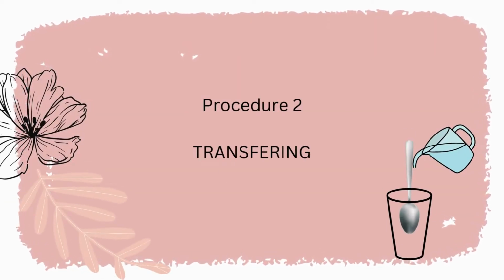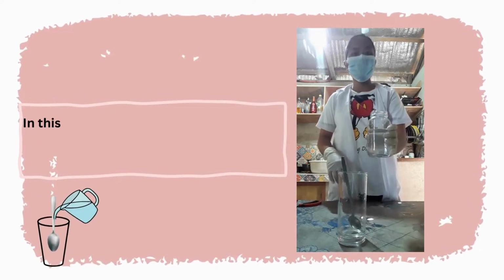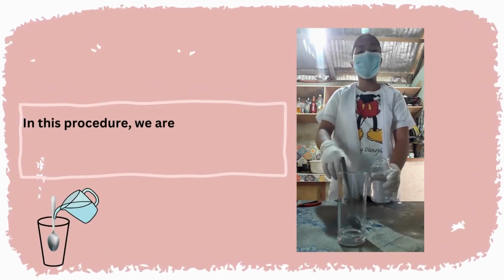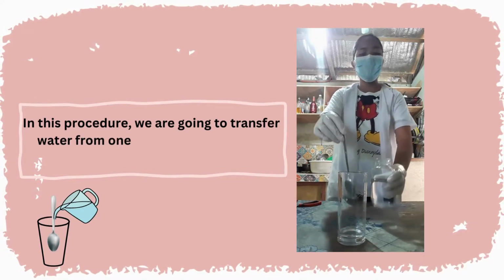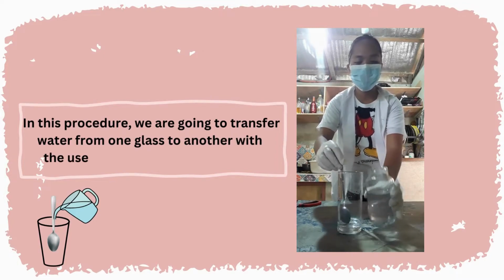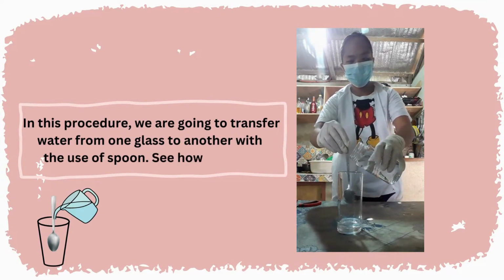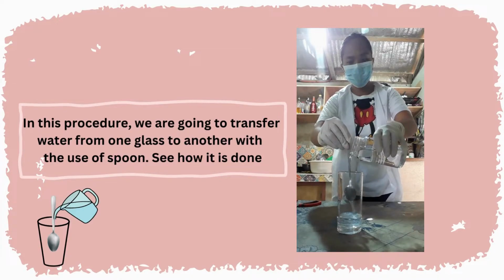Procedure number 2, which is transferring liquids. So I have here a glass with 3/4 full of water, an empty glass, and a spoon. I'm going to transfer the water slowly to the empty glass with the use of the spoon. In this process, the spoon represents the way of flowing of water to avoid spillage.